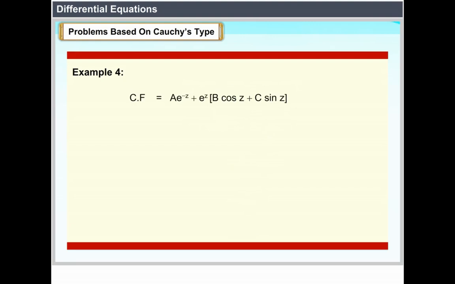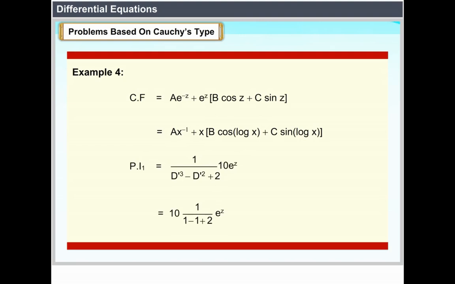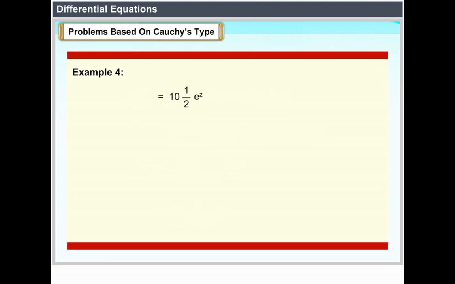CF equal to a into e power minus z plus e power z into (b cos z plus c sin z), equal to a into x power minus 1 plus x into (b cos log x plus c sin log x). PI1 equal to 1 by (D'³ minus D'² plus 2) into 10 into e power z, equal to 10 into 1 by (1 minus 1 plus 2) into e power z, equal to 10 into 1 by 2 into e power z, equal to 5 into e power z, equal to 5x.